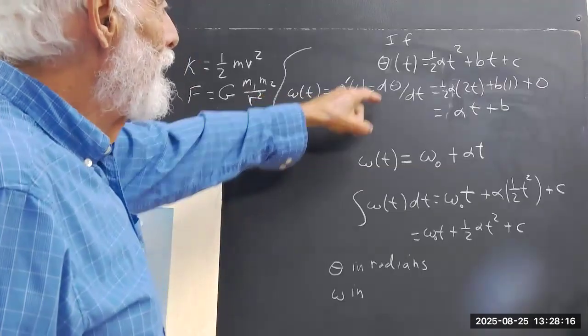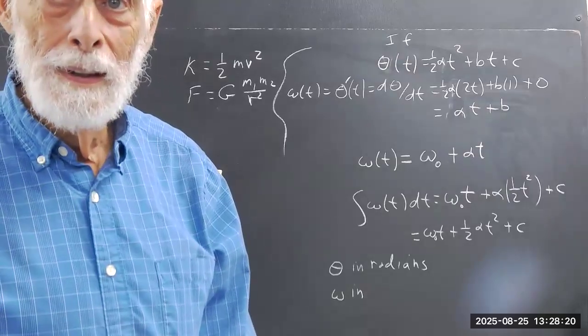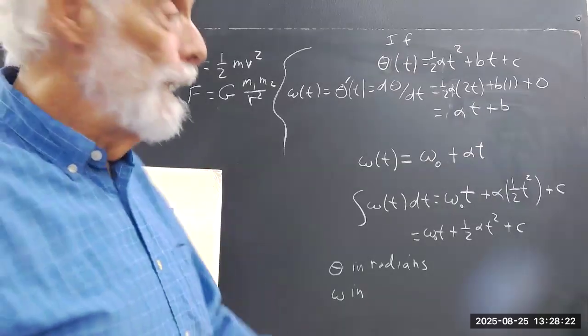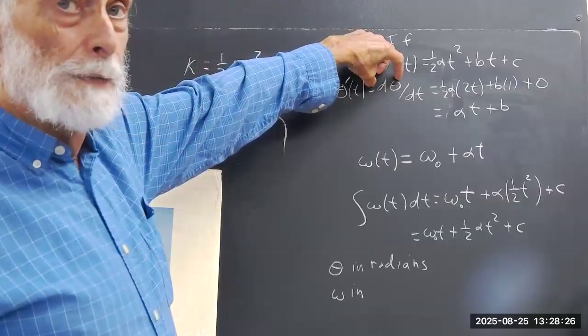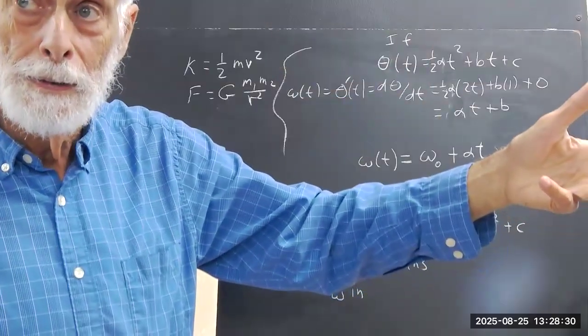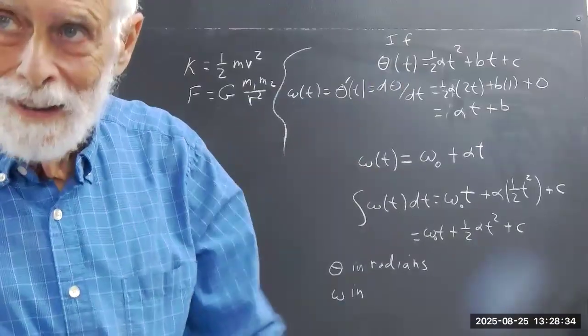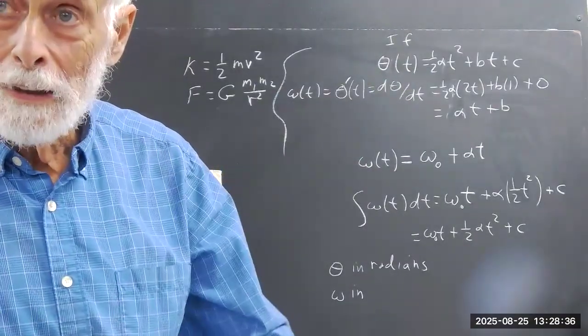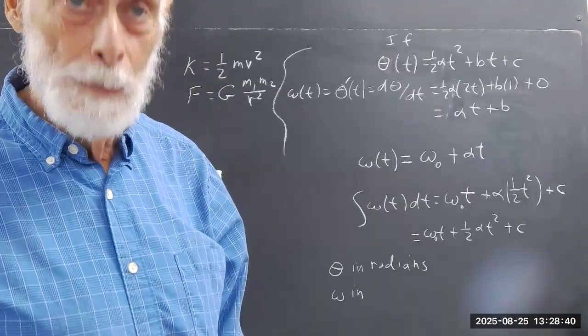Theta is d theta, omega is d theta dt, right? That means you're taking an infinitesimal change in theta, which would have units of what? Theta is in radians, so change of theta is in radians, divided by an infinitesimal increment of time, which is seconds, so it's radians over seconds. That makes sense.